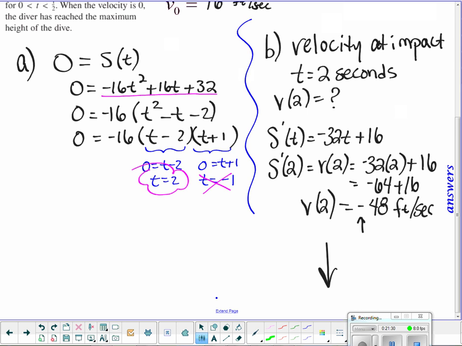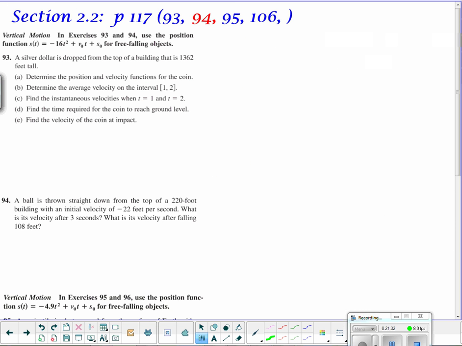Okay, very good. Homework is this assignment, and it is 4 questions long. You can see 93 has 5 parts to it. Many of those questions are kind of similar to what we just went through with the diver or else with the billiard balls. So good luck with those.